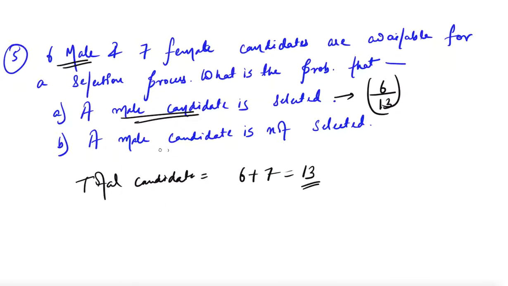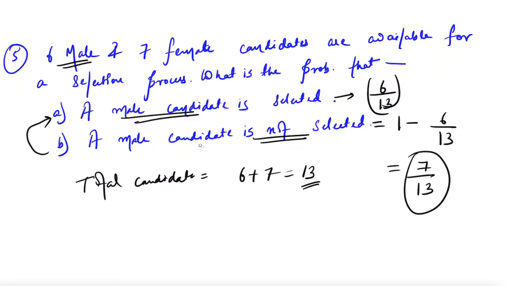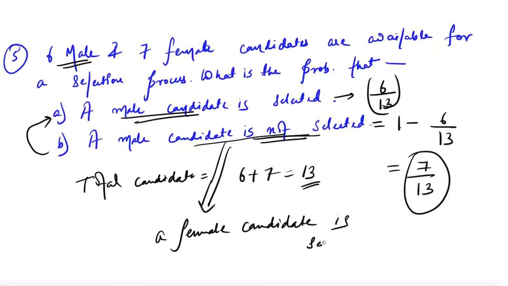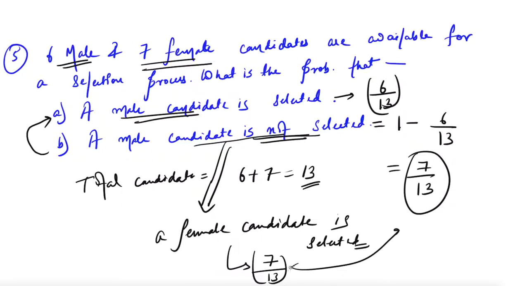Simple. And second question is, a male candidate is not selected. Now you can see that this is the complementary event of the first case. So what will be the value? 1 minus 6 by 13, which is equal to 7 by 13. Now you can interpret using a second way also, that a male candidate is not selected. This means what? That a female candidate is selected. So what is the probability that a female candidate is selected? Now you know there are 7 female candidates, so the probability is 7 out of 13. So you do it either way, so you will get the same answer.